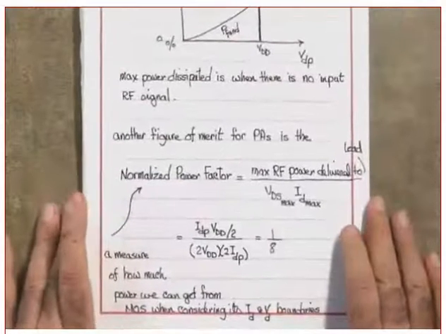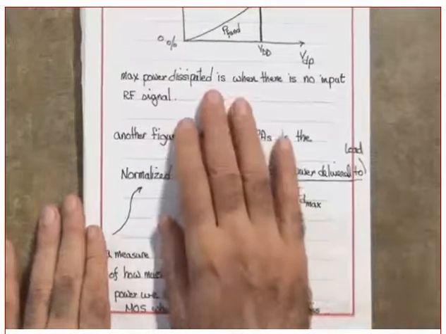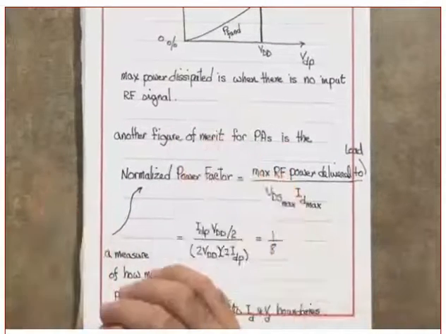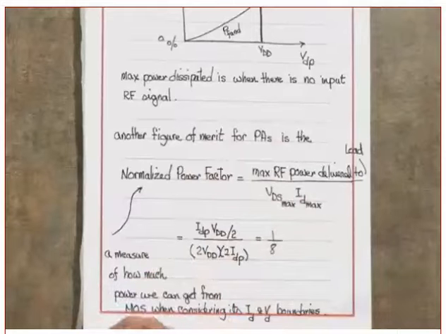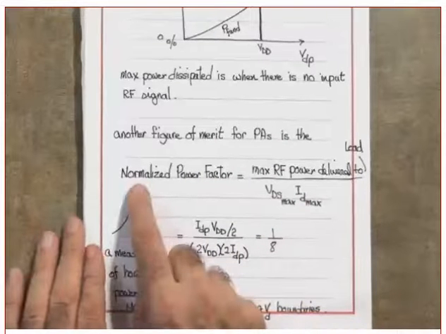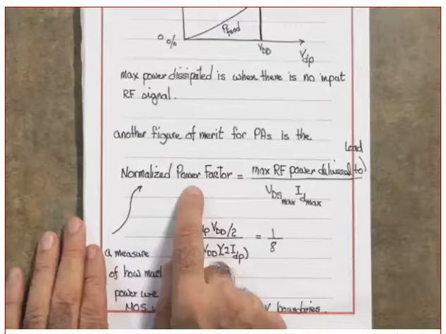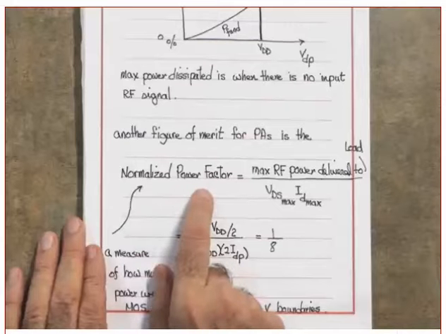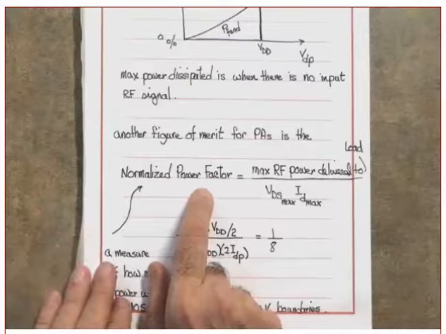When I say power delivered to the load, that's the fundamental power, the RF power. Clear? Okay. Now, another parameter which is also used in addition to the drain efficiency and the power added efficiency that we talked about earlier is what is known as the normalized power factor, also used widely in the design of power amplifiers.